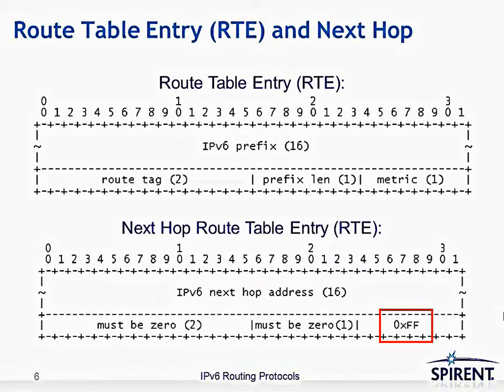A route table entry can either be an actual network prefix, or it can be a next hop route table entry, which of course there would only be one because a RIP update only contains a single next hop for all the route table entries that it contains. And the next hop route table entry is differentiated because its metric is 0xFF. Otherwise, route prefixes, route table entries, have a valid metric anything from 1 to 16.